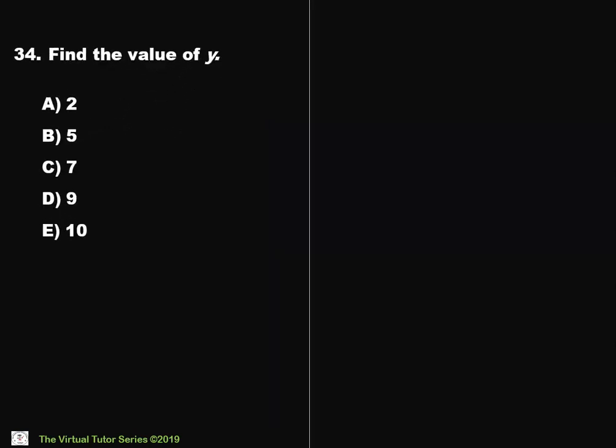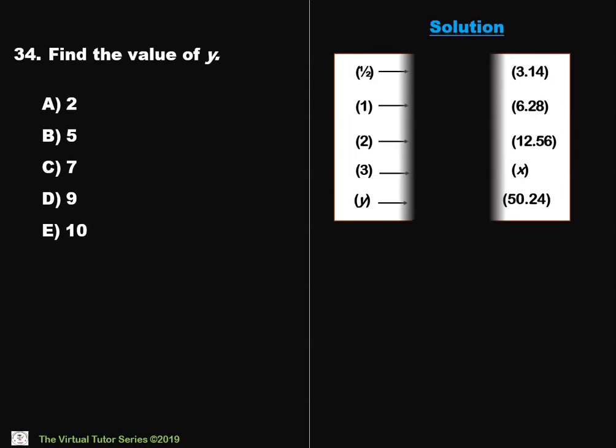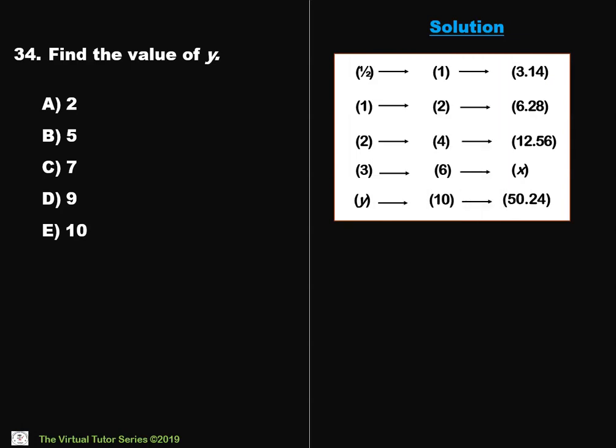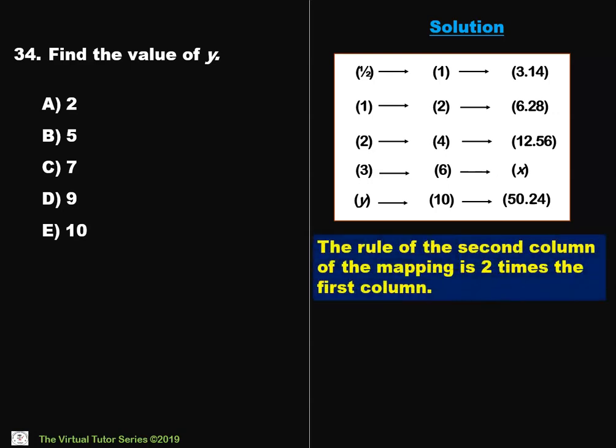Question 34. Find the value of y. Solution. Here is our mapping once again. The rule of the second column of the mapping is 2 times the first column. This implies that 10 is equal to 2y. We solve for y by dividing both sides of the equation by 2.